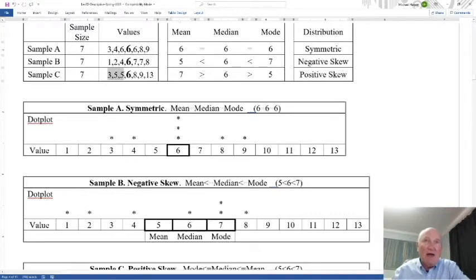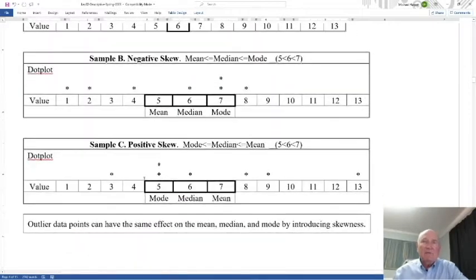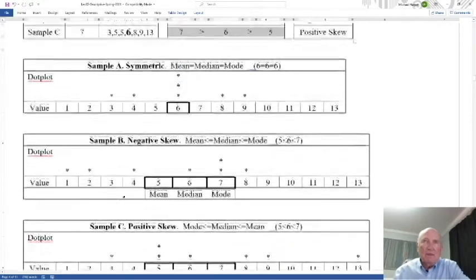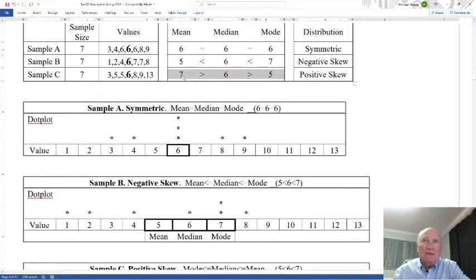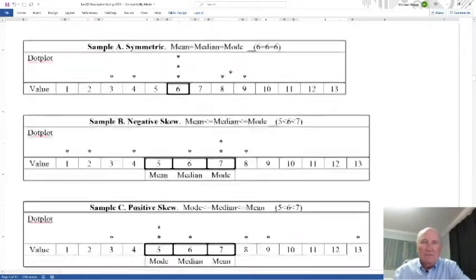What happens with sample C? 3, 5, 5, 6, 8, 9, 13. The mean now is 7. The median is still 6, but the mode down here is going to be 5. In this case, it's positively skewed, because I plotted down here, here's the mean. It's skewed positively. It's skewed to the right.